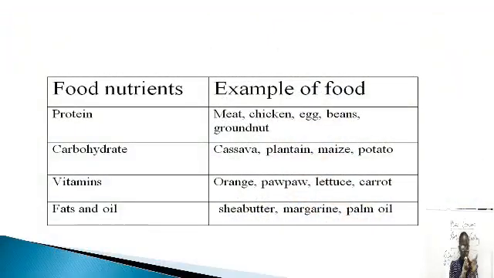So I'm going to give you some of the nutrients and the food that you can find these nutrients in. So the first thing you can see is that we have food nutrients, and on your other hand, we have examples of food that these nutrients can be found in. The first one, let's take protein. What are some of the foods that you can find protein in? We have a lot of foods that we can find protein in. Now, protein can be found in two sides of food. We have animal protein and plant protein.